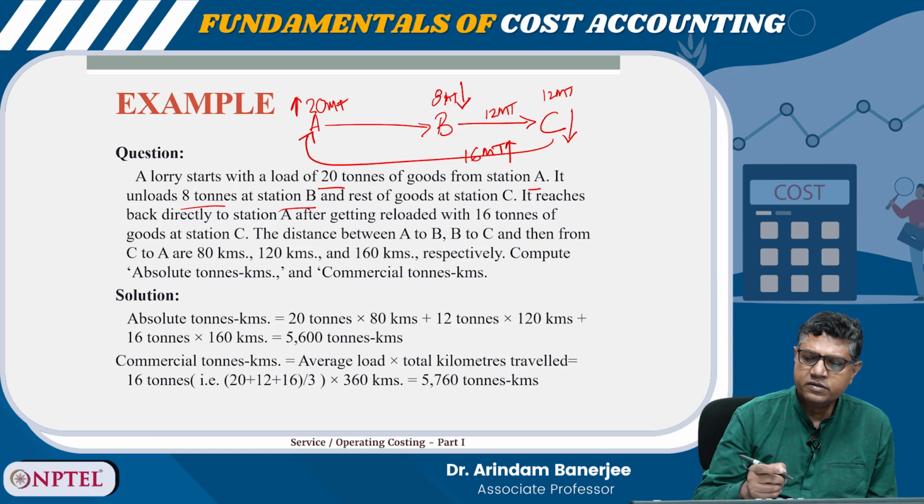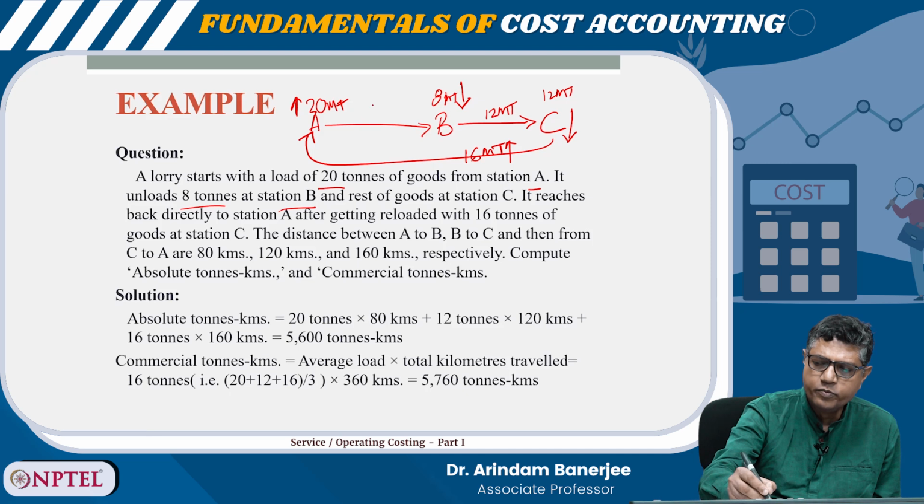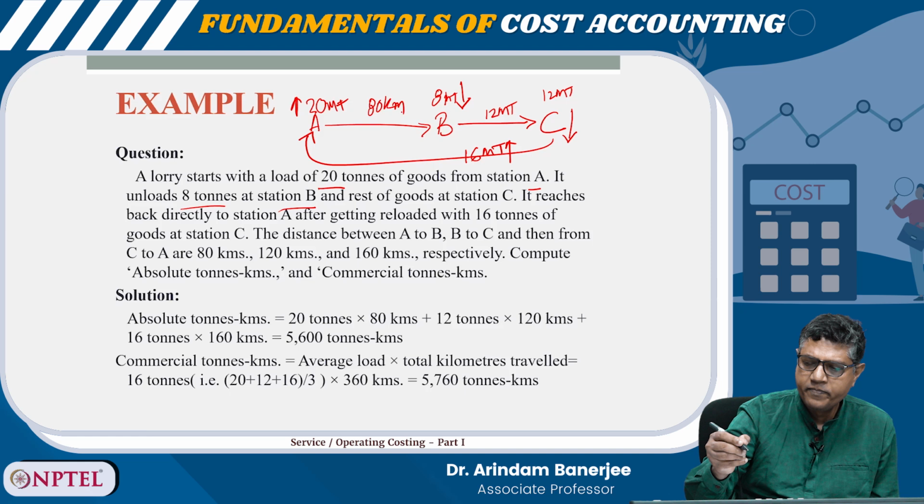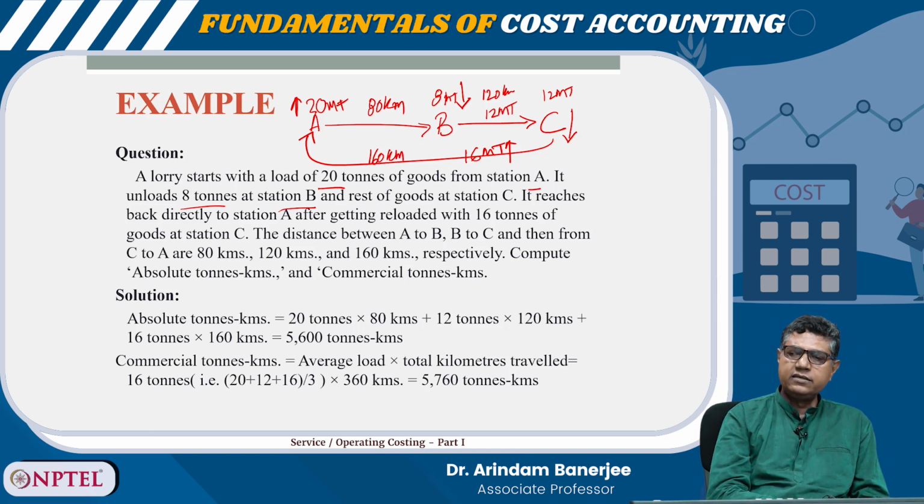The distance from A to B, B to C and then from C to A: A to B is 80 kilometer, right, and B to C is 120 kilometer, and then again C to A, it is 160 kilometer, right. So, this is the diagram.